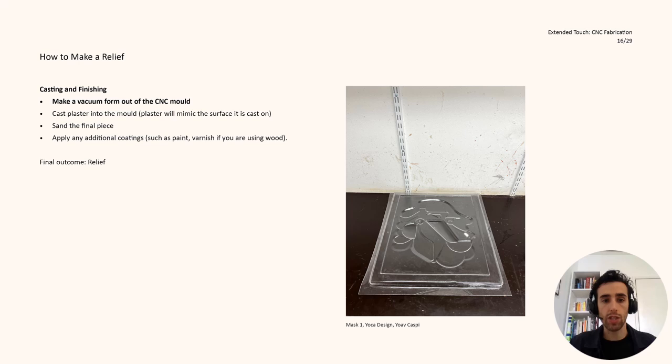These different stages of making a relief illustrated the process of casting and finishing a plaster cast model, starting from making a vacuum form out of the CNC mold, continuing with casting plaster into the mold, then sanding the final piece and applying any additional coatings such as paint or varnish, if you're using wood.